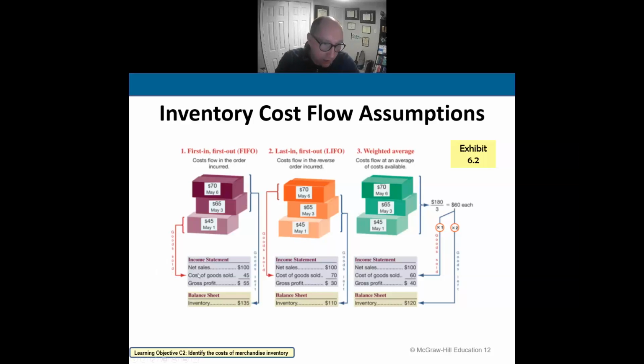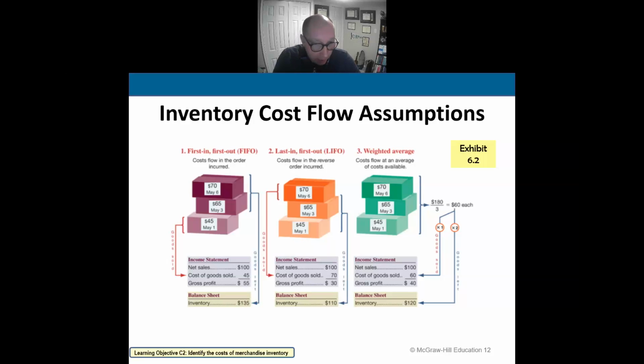All right. So first in, first out. We see the sales minus cost of goods sold. Cost of goods sold is the amount of the first purchase, first in, equals gross profit, 55. My remaining balance is 135 because I still have those second two purchases remaining. Okay, so that's first in, first out.